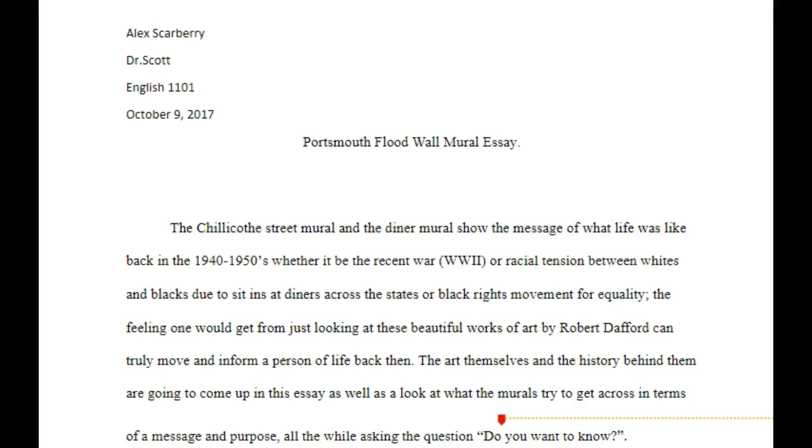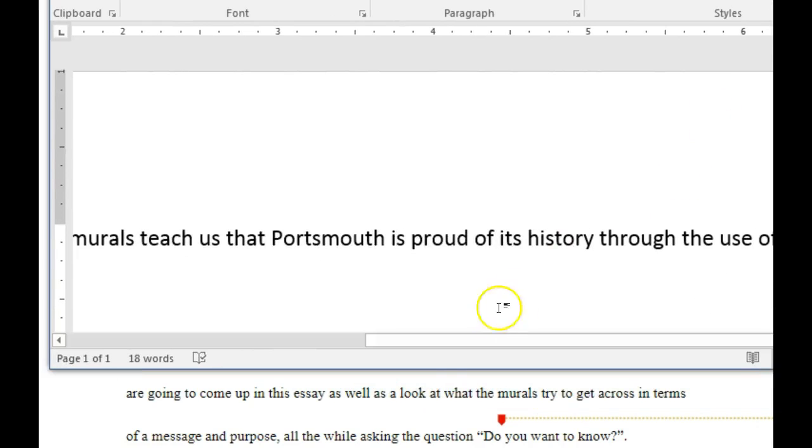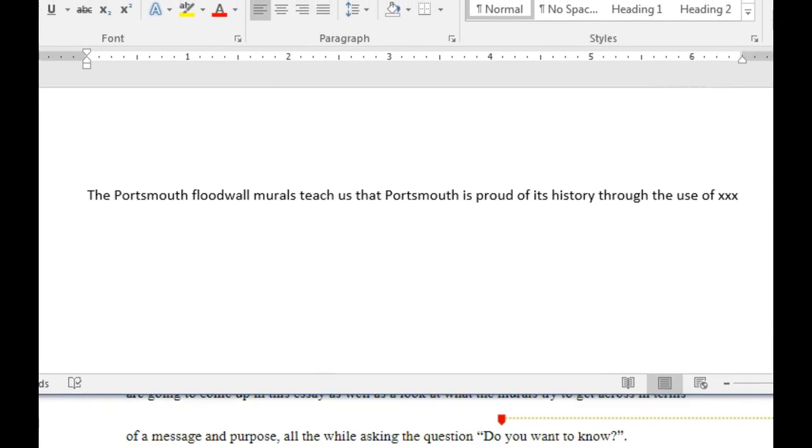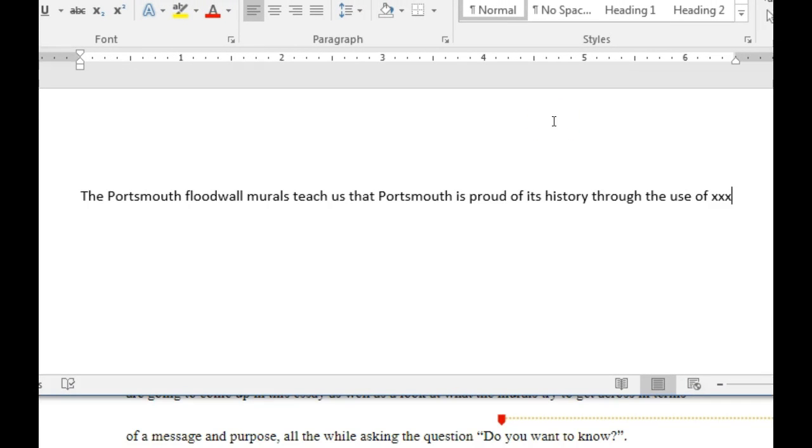So I was playing around with what you might do as a revision to that thesis statement. Reduce the size of this so you can see it. But something like this: the Portsmouth floodwall murals teach us that Portsmouth is proud of its history, and they do that through the colors that they use, or the positioning of characters, or showing us conflict, or however you think that pride gets through. If that's the word that you want to use, or if you think there's a different concept that you want to organize your ideas around, like the struggle or the contrast between a difficult time and a happier time.